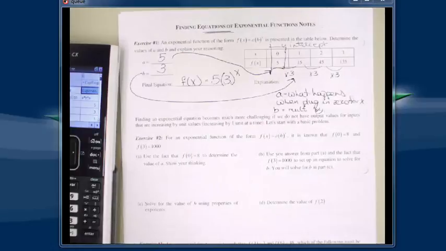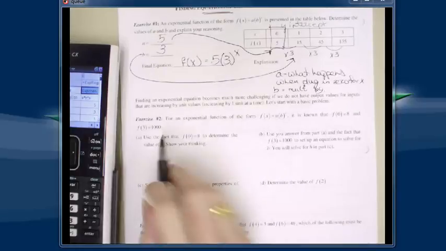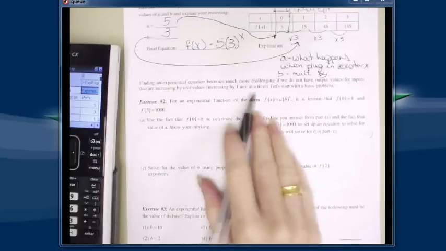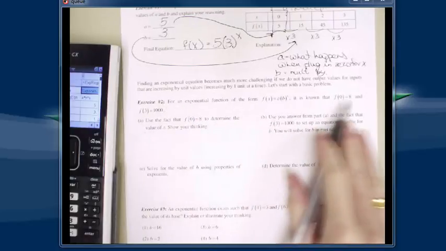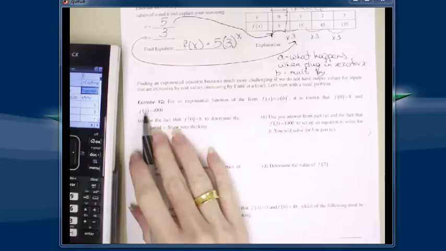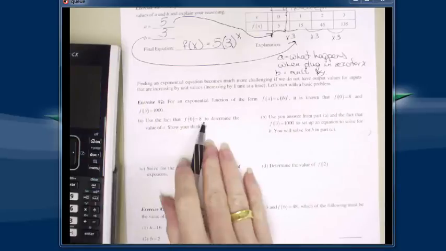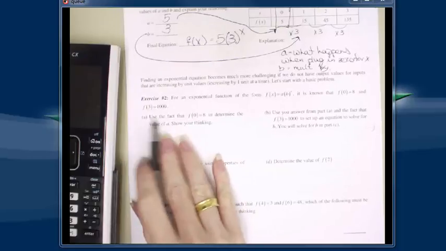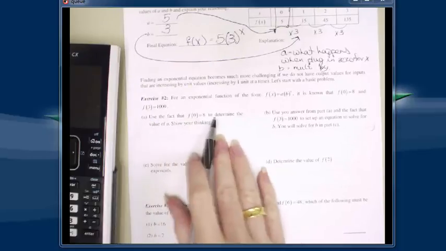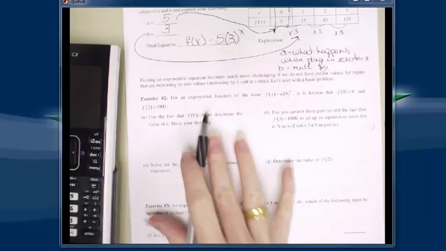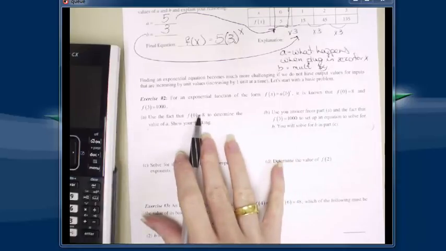All right, here we go. We've looked at this one. It wants us to find an exponential equation again. They're giving me 2 points: 0, 8 and 3, 1,000. So here, part A, use the fact that 0, 8 determines the A value. That is your y-intercept. So that is what you're going to use for your A value.